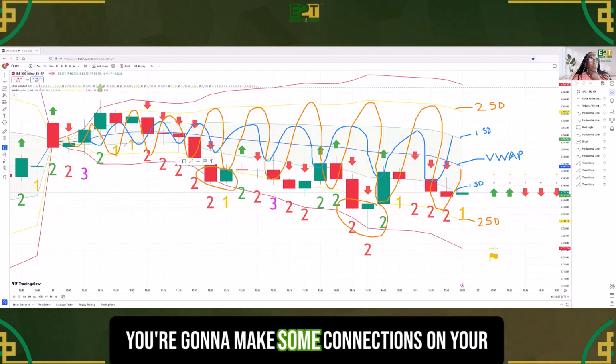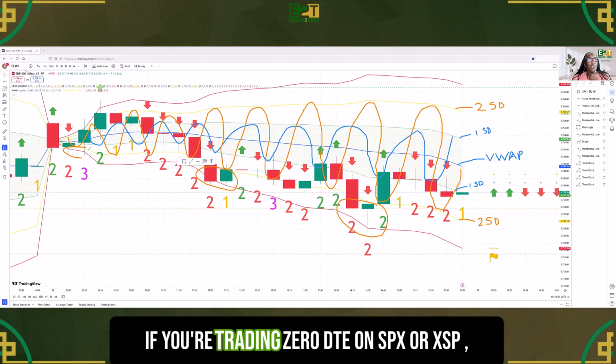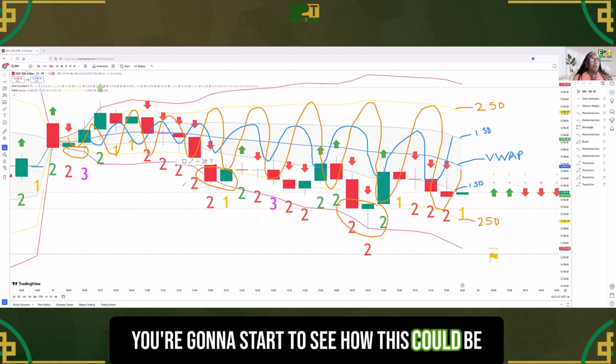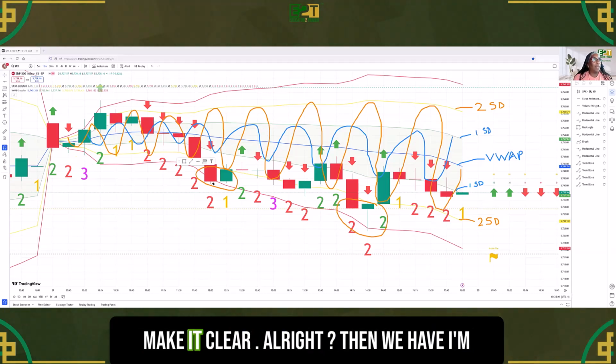I think you're going to make some connections on your own as we keep talking about this, especially if you're trading 0 DTE on SPX or XSP. You're going to start to see how this could be useful to you. Hopefully you will. If not, I'll make it clear.